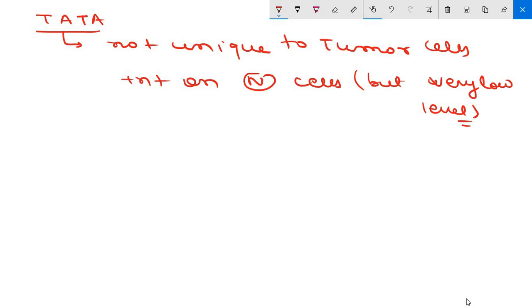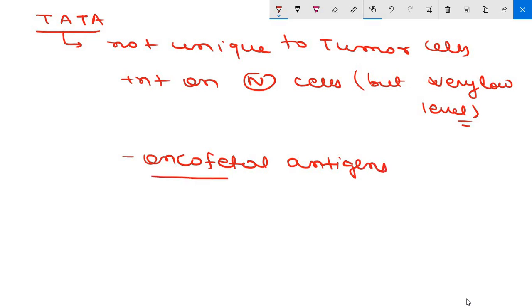Now we will include two examples here. The first one is oncofetal antigens. They are proteins that are expressed on normal cells during fetal life but not expressed in the adult normally. This is the normal condition. But there is reactivation of embryonic genes that encode those proteins in tumor cells, which results in their expression on fully differentiated tumor cells. So their reactivation can occur in tumor cells.